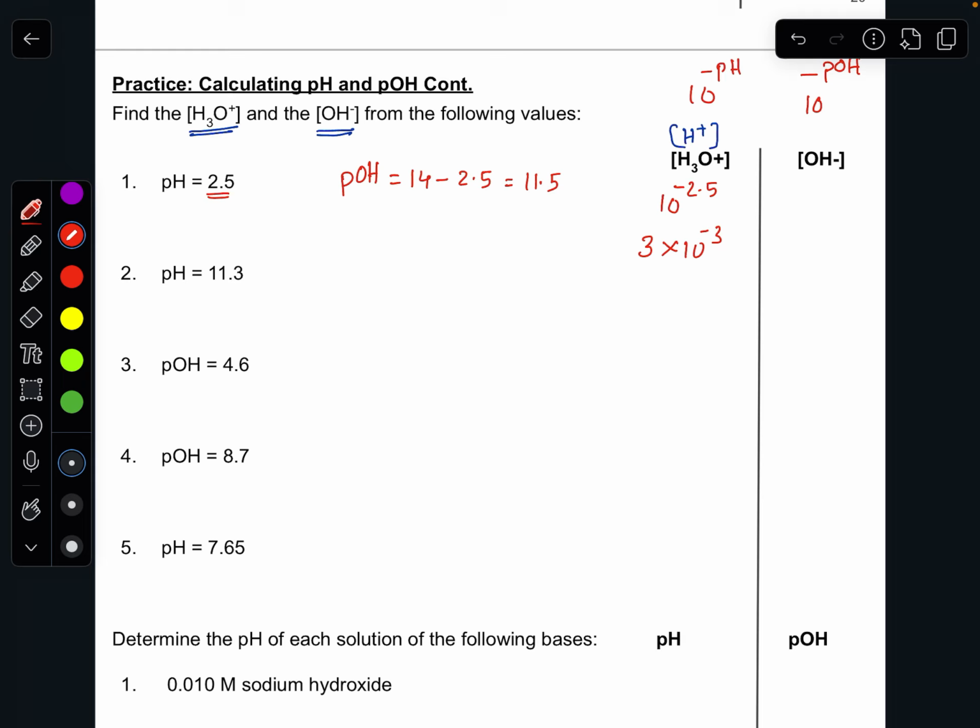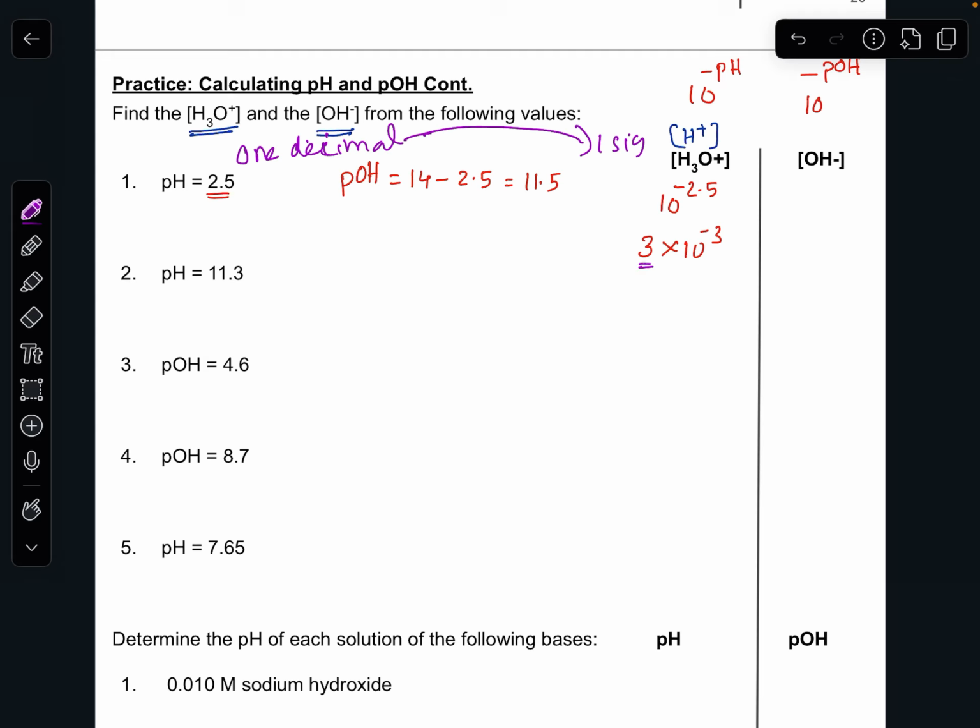Okay, now sig fig rule. We are going backwards, right? That means we have to look at the decimals. How many decimals does it have? It has only one decimal. So 1 decimal, that means you need how many sig fig? Only 1 sig fig. So that's why we wrote 3 times 10 to the power of negative 3. Okay, so then do the same thing.